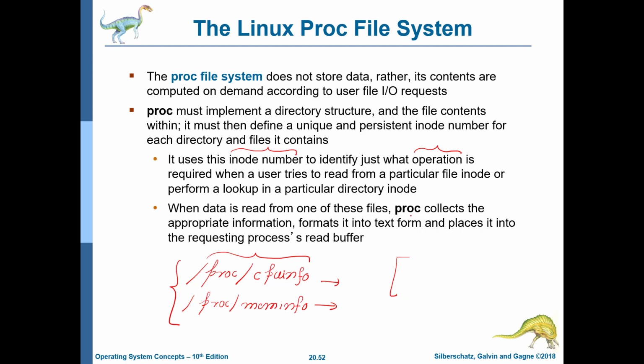So it's the job of the proc module within the kernel to collect the appropriate information, put it in nicely readable text form, and place it in the requesting process's read buffer, right? So one strength of Linux is that even though this is a special mechanism and the same thing could have been done with other IPC mechanisms, including traditional system calls, message queues, and so on, we still nonetheless use the proc file system just to have a degree of compatibility with other mechanisms where the everything is a file abstraction holds.